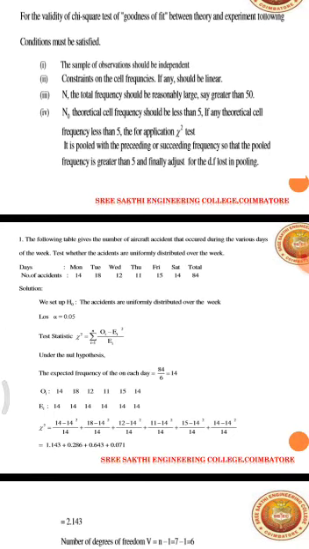Okay, we can see one more problem. The following table gives the number of aircraft accidents that occurred during the various days of the week. Test whether the accidents are uniformly distributed over the week. Days: Monday, Tuesday, Wednesday, Thursday, Friday, Saturday, and the total value is given. The numbers of accidents are 14, 18, 12, 11, 15, 14, and the total is 84.